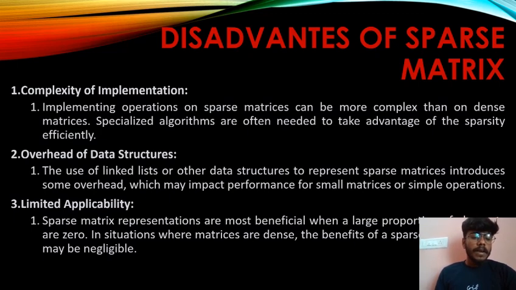Sparse matrix representations are most beneficial when a large proportion of elements are zero. In situations where matrices are dense, the benefits of a sparse representation may be limited.